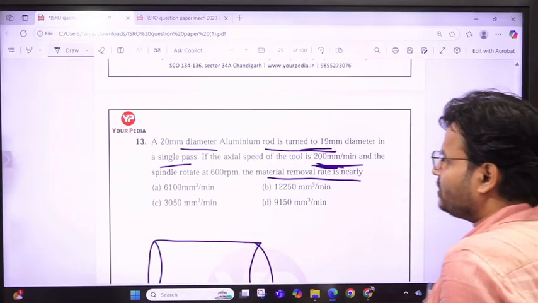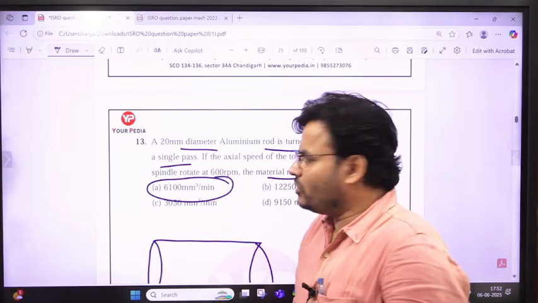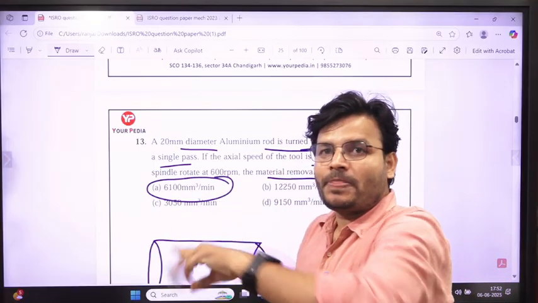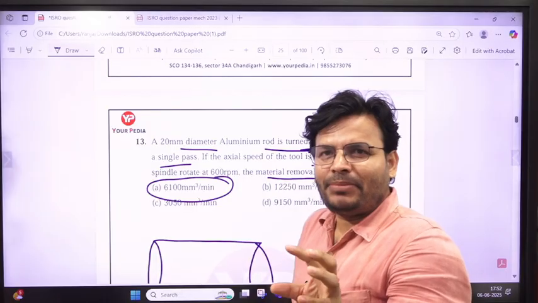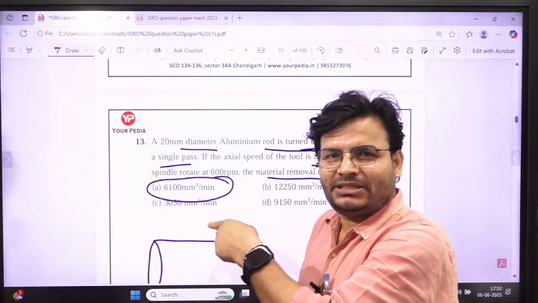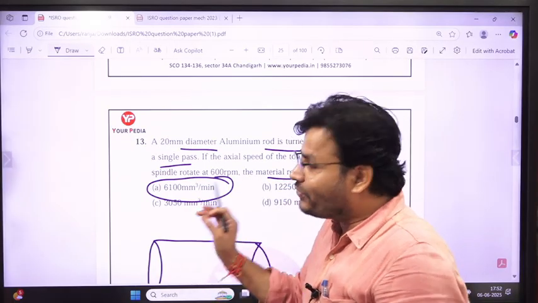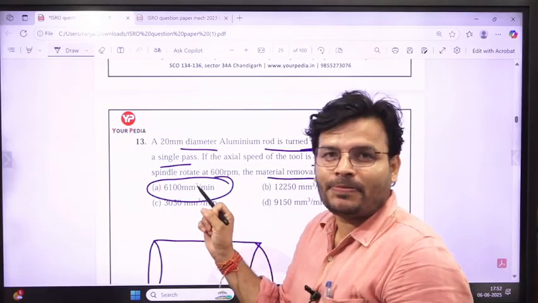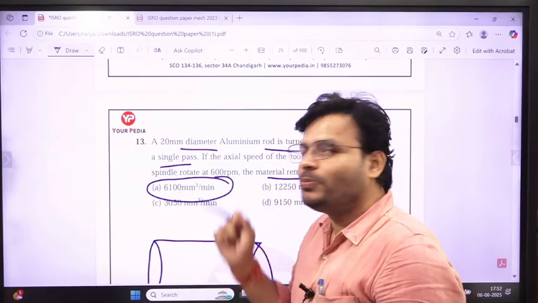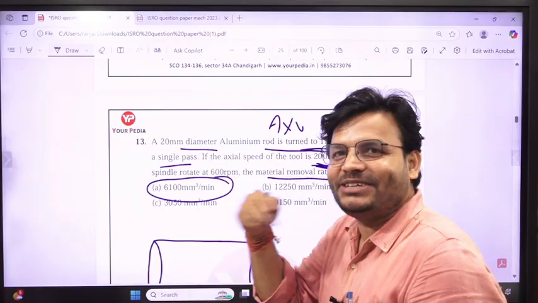So what will be the answer? 61. Whenever you see the options in mm cube per minute, we can guess. Mm cube means volume, and per minute means volume is what? Area into velocity. So from the options you can think, okay, I have to do area into velocity, then only I can get mm cube per minute, right? So simply do area into velocity, don't think much more.